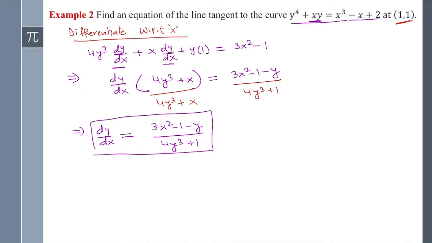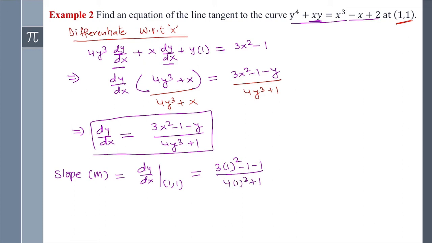Now what we need is the slope of the tangent line at (1, 1). The slope of the tangent line, m, is given by dy/dx at (1, 1). So let's plug it in here. We have 3 times x squared, which means 1 squared, minus 1, divided by 4 times 1 cubed plus 1. That gives us 3 minus 2, which is 1 in the numerator, and 4 plus 1, which is 5 in the denominator. So that is the slope. We have a point here.